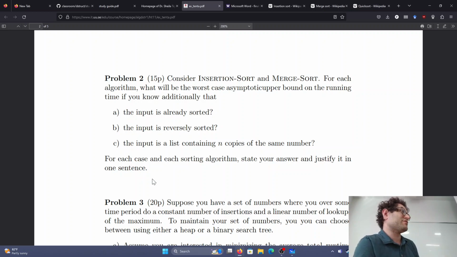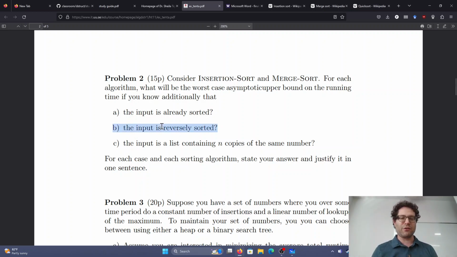If it's reversely sorted, that's actually insertion sort's worst case scenario, because you take your first item and you go, that's great. Second item, you have to swap it once. Third item, you have to swap it twice. Fourth item, you have to swap it 3 times. And so on, so it's 1 plus 2 plus 3 plus 4 plus 5, all the way up to n squared. So that is explicitly, for this one, O of n squared.